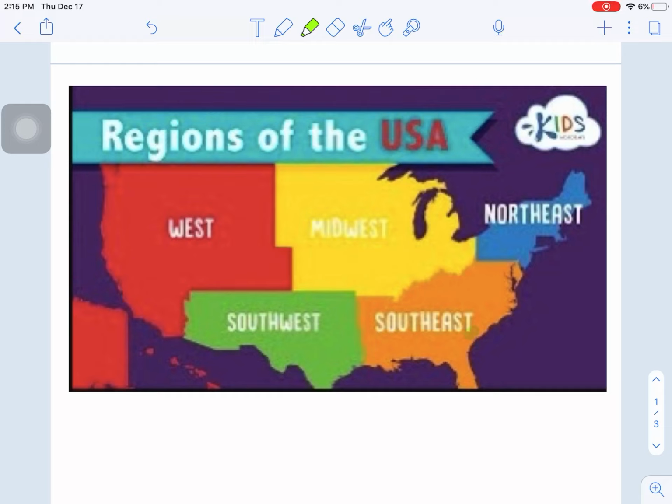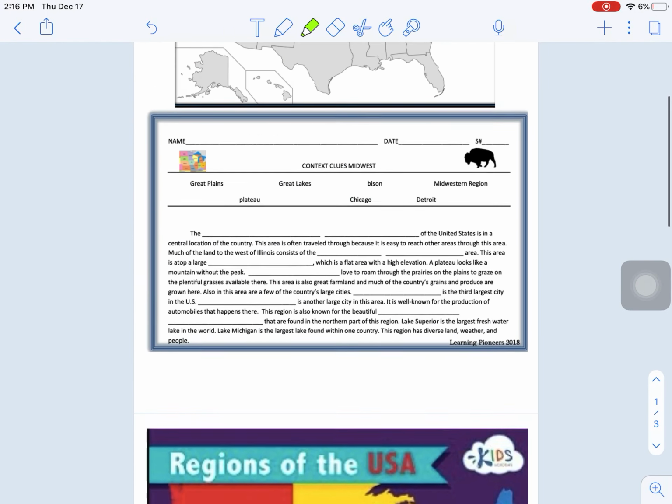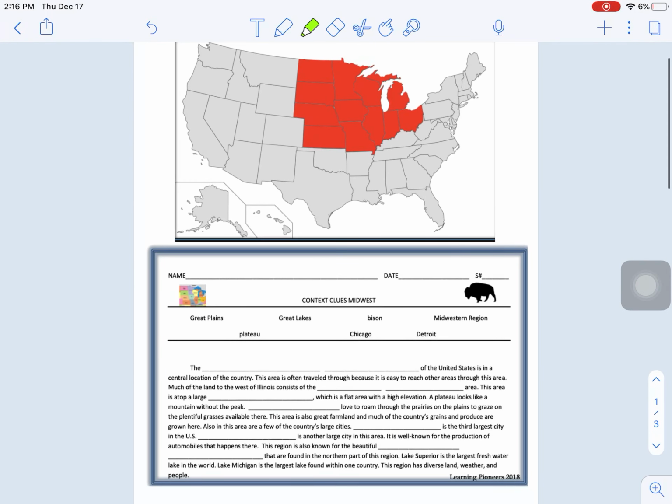Which region do we live in here? In Michigan. If you said Midwest, you would be correct. We have Michigan right here. It stands out, and we are in yellow. We are part of the Midwest regions. That just means we follow certain characteristics that other states in this area follow. We're going to talk a little bit more about that in this passage here.